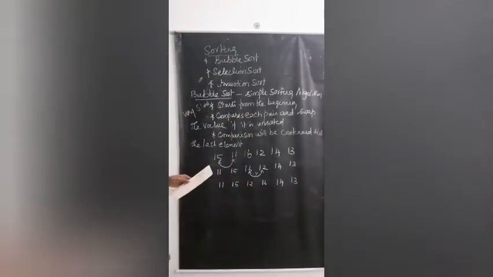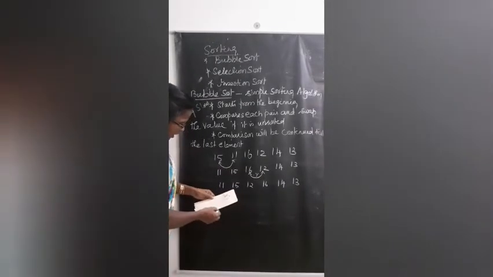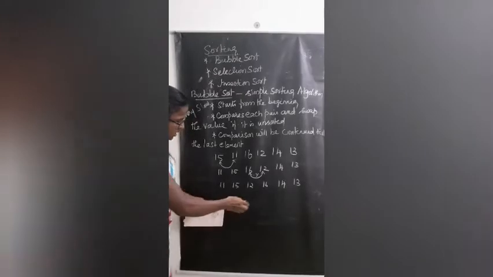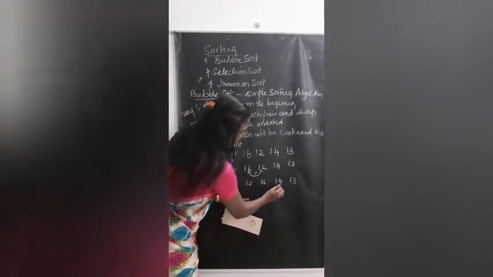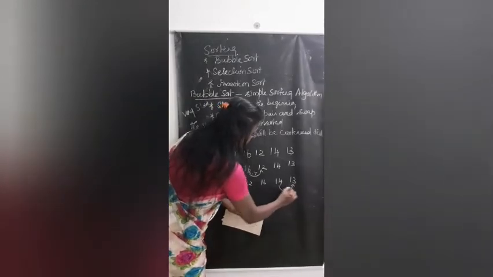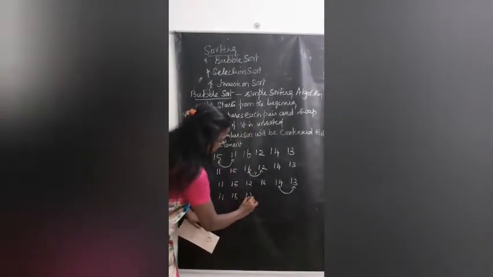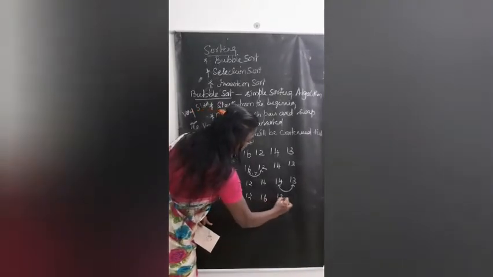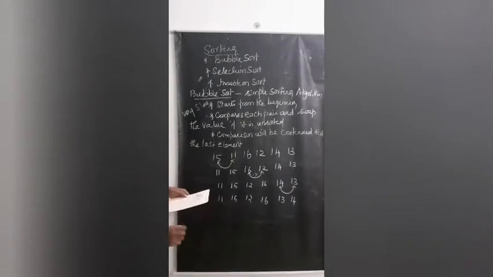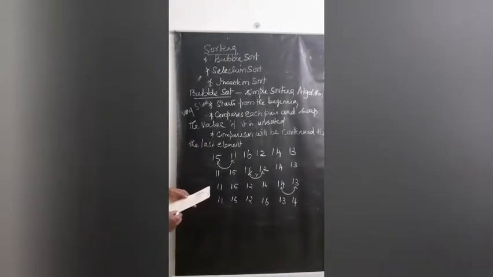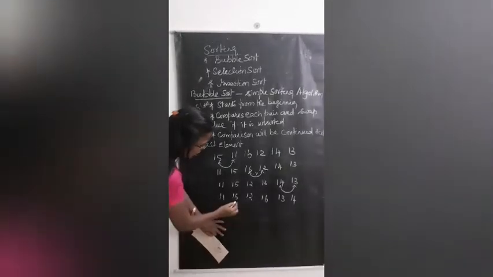See, the next thing, now again the sorting takes place. How the sorting takes place, that is, now here again 14 and 13. 11, 15, 12, 16, 13, 14. Now the first cycle ends. The second cycle then continues to start.